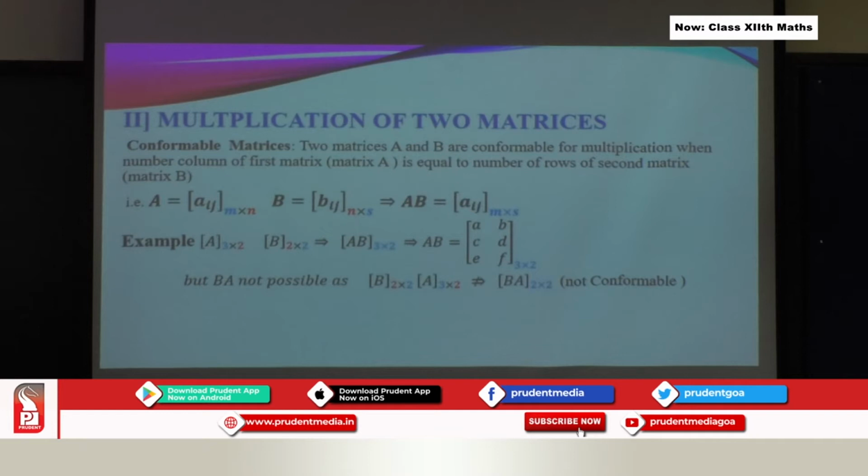Now let us see here. As I said, the number of columns of the first matrix is equal to the number of rows of the second matrix. Now both of them are equal. Whatever is left over, in the sense the number of rows of the first matrix and the number of columns of the second matrix, these two leftover rows and columns will give me the new order of the product.